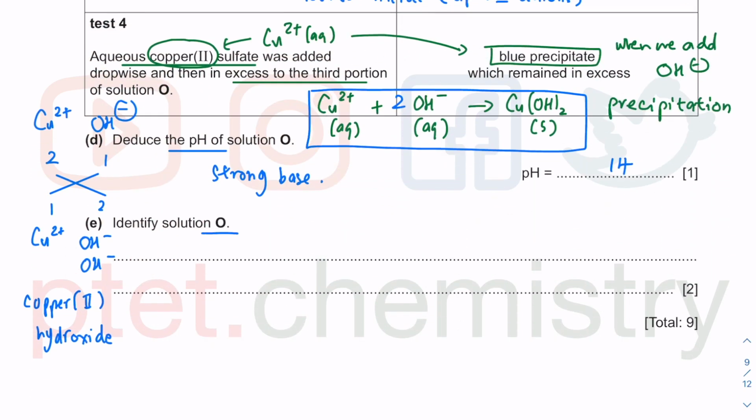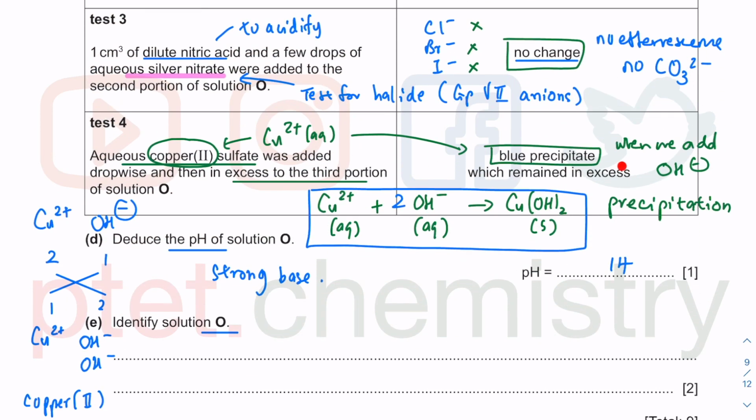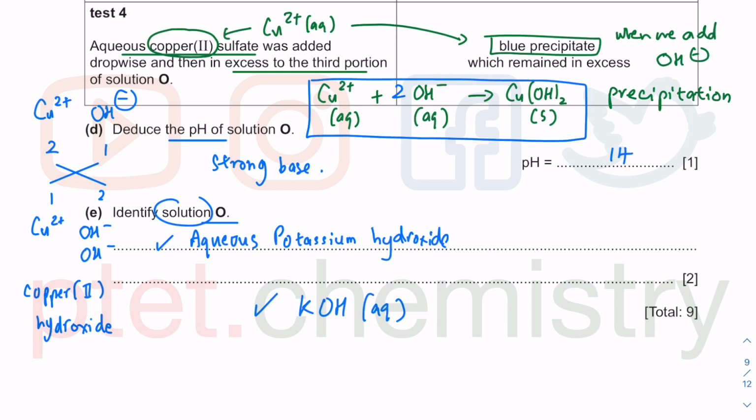Identify solution O. Earlier we said it contains K plus ion. We also said it contains OH minus ion. This reaction with the copper 2 plus further confirms that there is hydroxide ion. So there is potassium hydroxide, but not yet complete, because the question says solution. So this must be aqueous potassium hydroxide. You can also write KOH aqueous. That would have been acceptable as well. That's it for that 9 marks question there.